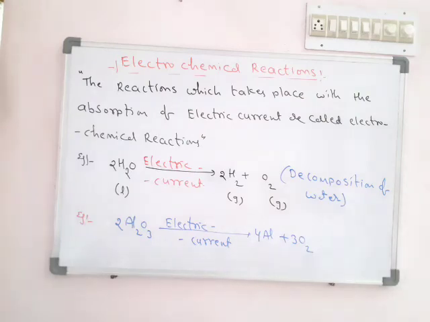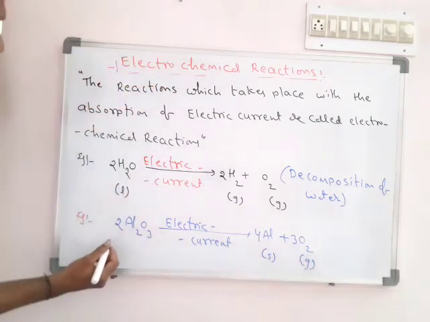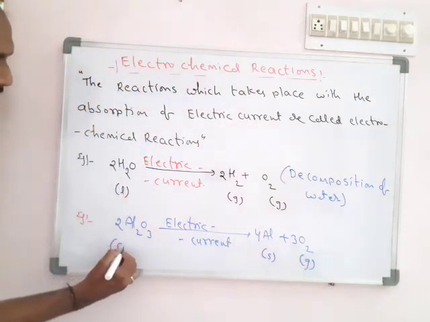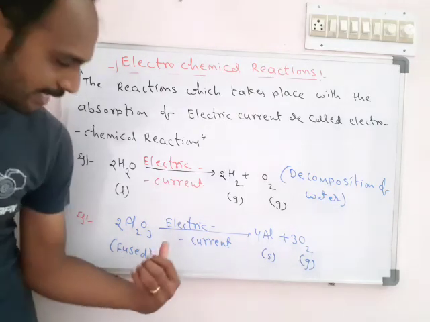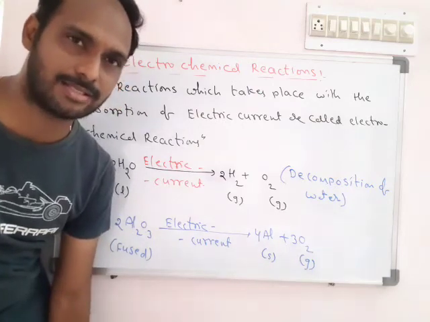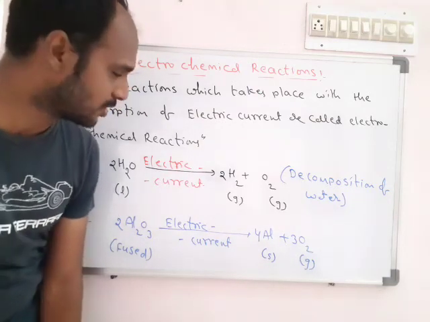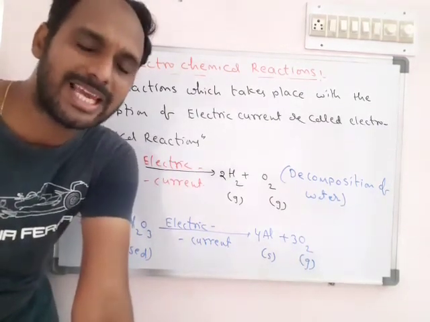Okay, so here what are the solids? Aluminium is a metal solid. This is a molten state. Molten state means we study it as fused state. Okay, it is in liquid form. So by passing of electricity, it is decomposed to aluminium metal and oxygen gas. Okay, so generally this reaction takes place using electric arc.